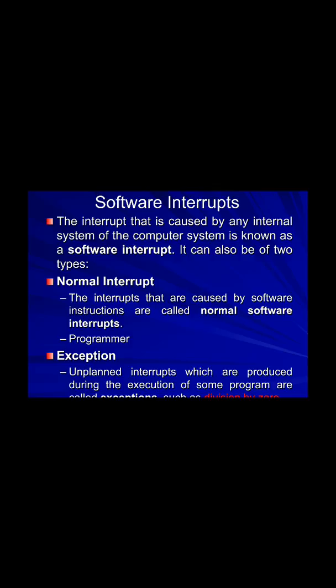Why is it called software? Because it is intangible. You cannot touch it like the hardware; you can touch hardware, you can feel it. The software interrupt is a non-tangible interrupt. So there are two classifications of software interrupts. The first is the normal interrupt, and the second one is the exception.